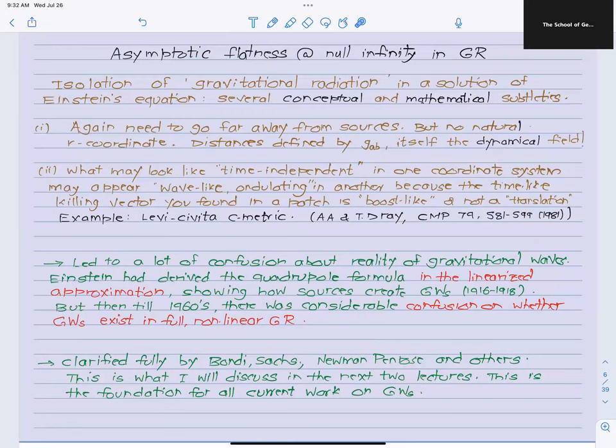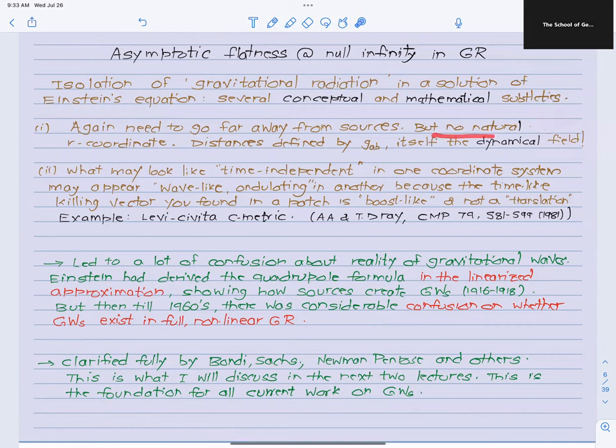If you wanted to just do linearized gravity, we can repeat what we just did in the Maxwell case. The Maxwell tensor would be replaced by the linearized Weyl tensor, and we can do this procedure. But if you want to look at full nonlinear general relativity, then there are conceptual and mathematical subtleties that arise. Again, we need to go far away from the sources. We are going to scri by taking u equal to u naught and r goes to infinity. So we're going far away from the sources.